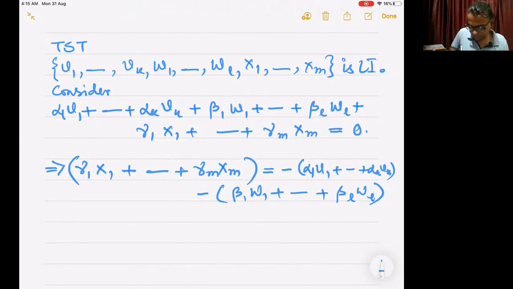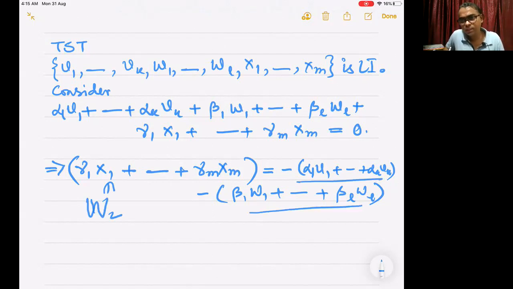Okay, you see, this guy out here is a linear combination of x1 up to xm, and these are vectors from where? These are vectors from W2. So this, of course, is a vector in W2. On the other hand, this is a linear combination of v1 up to vk and w1 up to wl together, which forms a basis for W1. So that means this vector is there in W1. So I have two vectors which are equal to each other. So it's a single vector.